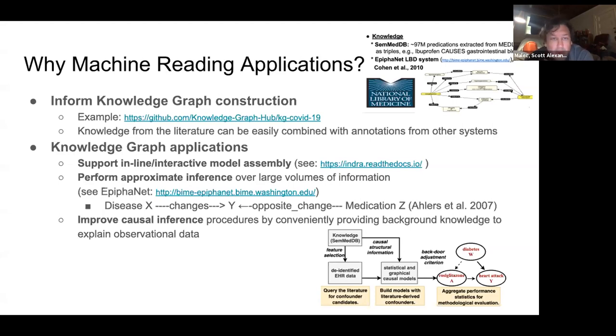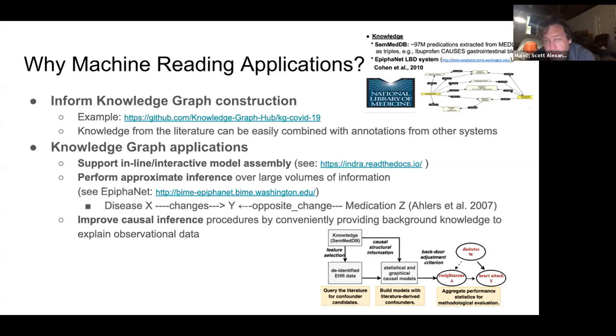Among these, we'd like to be able to use knowledge graphs to support inline mechanistic modeling. For example, a researcher becomes confused about an overly large statistical association between a drug and an outcome. It would be very useful to be able to find out what potential confounders are in that relationship.